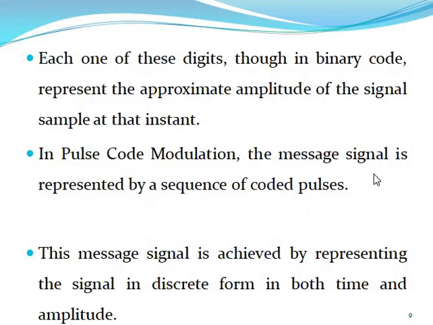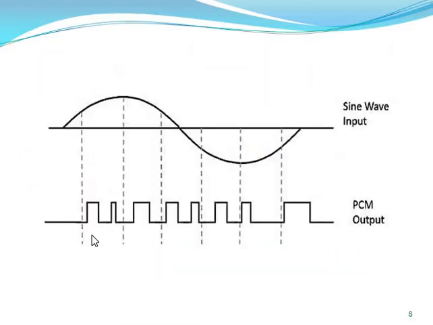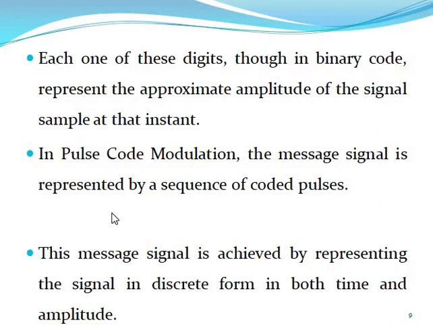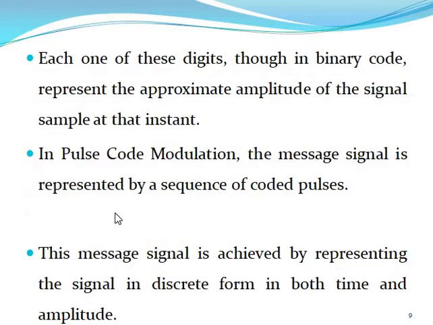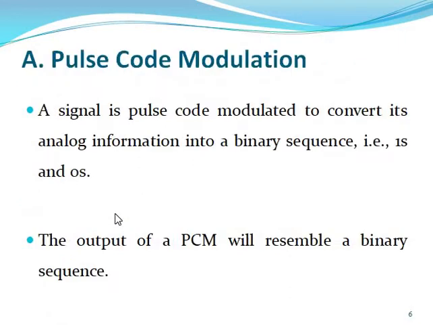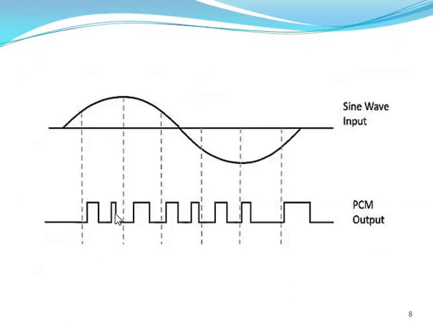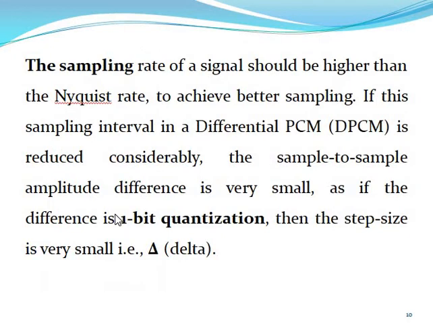In PCM, the message signal is represented as a sequence of coded pulses. This is achieved by representing the signal in discrete form in both time and amplitude. So this signal is also used with the timeline and the sequence of the data. So this is one basic introduction of PCM, pulse code modulation. Here we can look at the sampling rate.